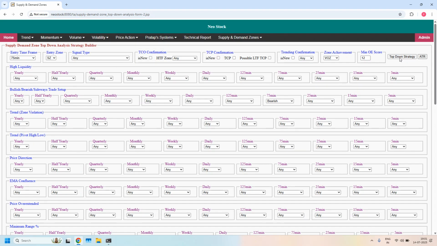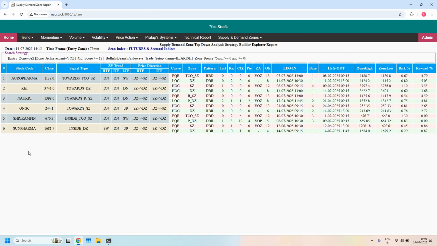So with these filters, we got 6 stocks. All these 6 stocks are supporting bearish trade setup for weekly income trade. And entry time frame zones are 75 minutes supply zones.